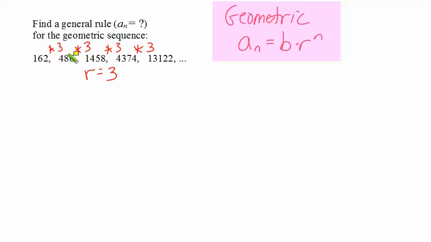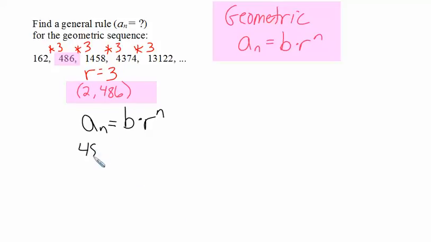When we go to solve, we take a number in the list. In this case, the second number in the list is 486. And then we're going to use those two items in conjunction with our formula. So a sub n is equal to b times r to the n. Remember, don't get burned. We plug in the 486 in place of the a sub n. We don't know b. Leave it alone. You don't want to get stung. The r is 3 and the n is 2.